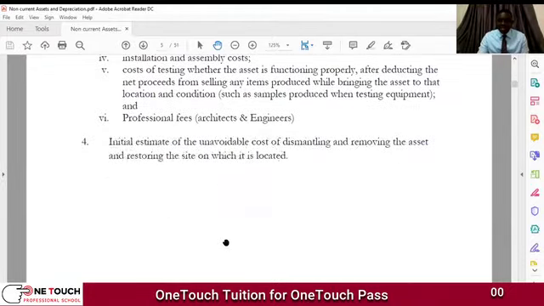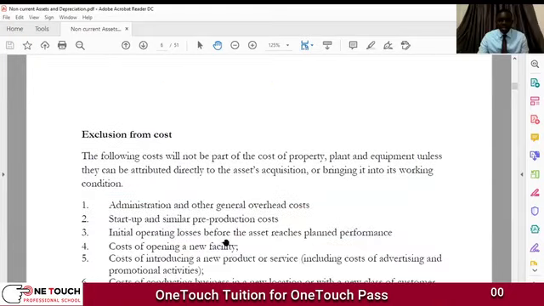So that is the cost. Now there are other costs that are excluded, that the standard specifically lists as costs that cannot be considered as cost of an asset. So, exclusion from cost. The following costs will not be part of the cost of property, plant, and equipment unless they can be attributed directly to the asset's acquisition or bringing it into its working condition.